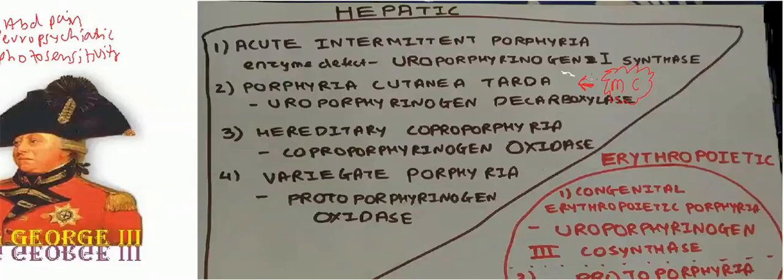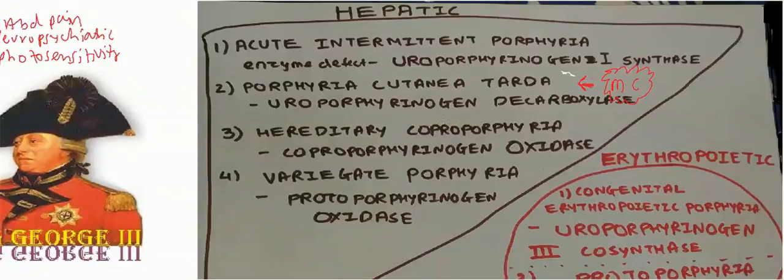In acute intermittent porphyria, the enzyme defect is uroporphyrinogen 1 synthase. In porphyria cutanea tarda, which is the most common, the enzyme defect is uroporphyrinogen decarboxylase. Then in hereditary coproporphyria, the enzyme involved is coproporphyrinogen oxidase, and in variegate porphyria it is protoporphyrinogen oxidase. We have to memorize it.